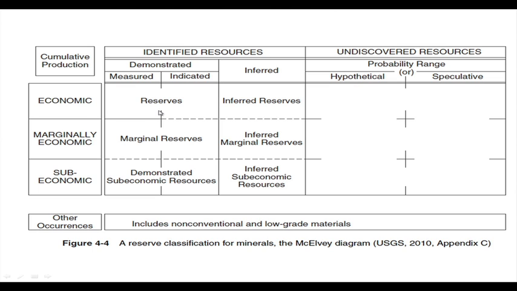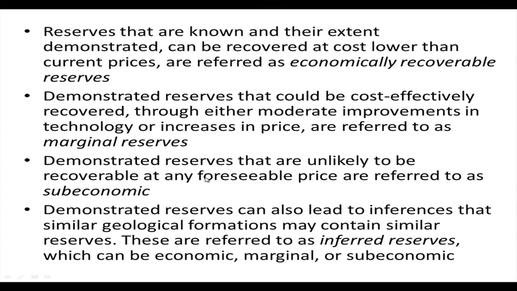So they have come up with this diagram. Economic means there is reserve available, and there are inferred reserves, or we know the reserve is fine. Then there are marginal reserves. Sub-economic means we have demonstrated sub-economic resources, which are there but at very low concentration, so that may not be a very effective way of doing it. Reserves, as we know, are economically recoverable, which can be recovered at a cost lower than the current price.